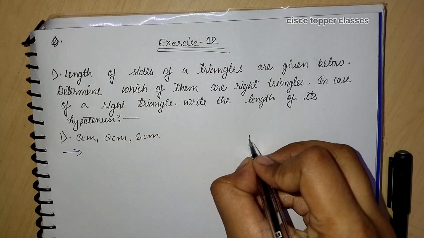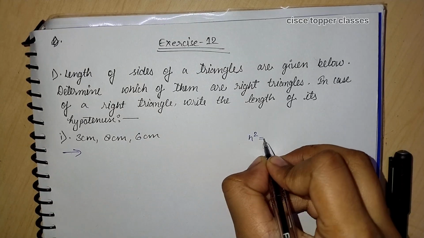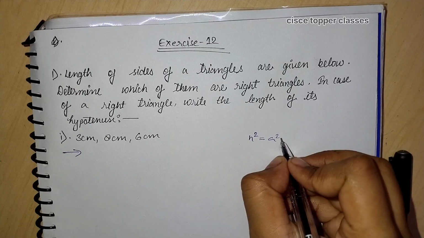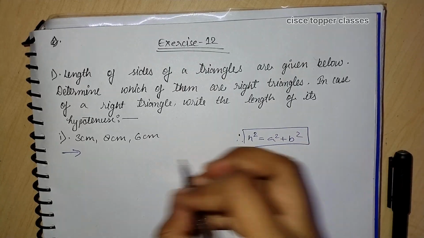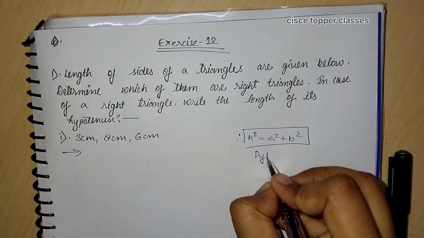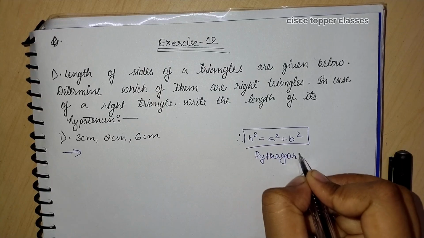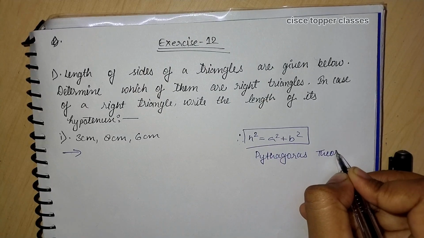So to find that, we will use the Pythagoras theorem: hypotenuse square is equal to altitude square plus base square. So this is the Pythagoras theorem, and the longest side we will take as the hypotenuse.